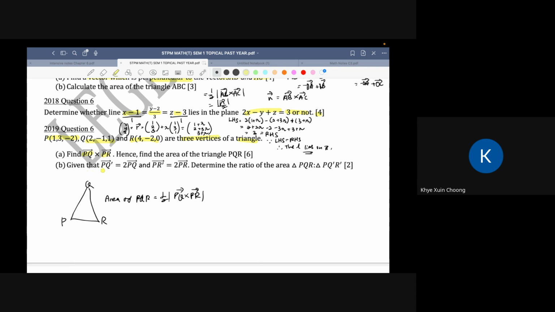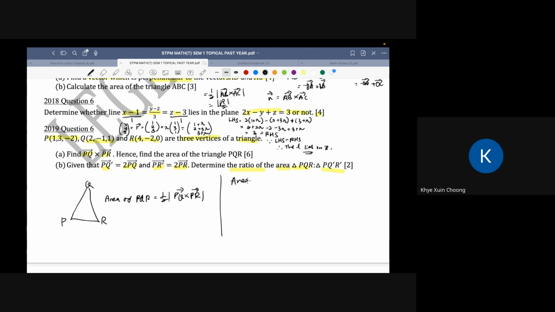Okay, given that PQ prime equals 2PQ and PR prime equals 2PR, determine the ratio of triangle PQR to PQ prime R prime. So this one needs you to find the difference in area of these two. So PQ prime equals 2PQ. So how to do this? Actually, it's 2 marks only.